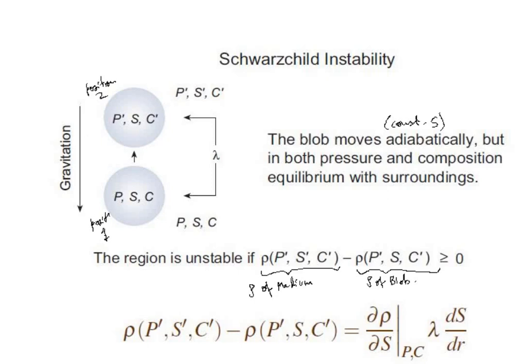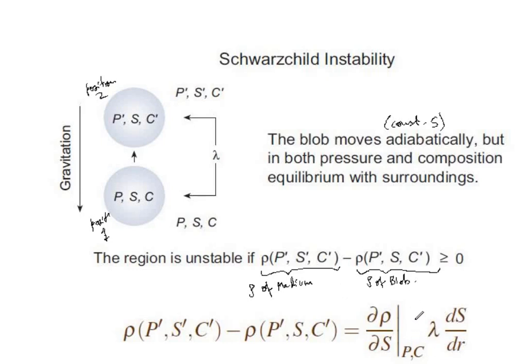Now you see, let us expand this density difference in Taylor series expansion. And if we do that, and if we keep only the first term of this, then we have this result.